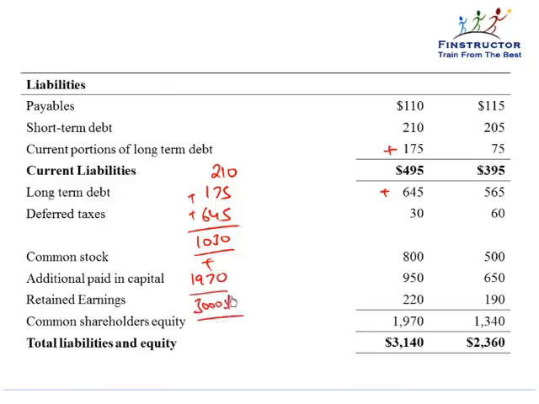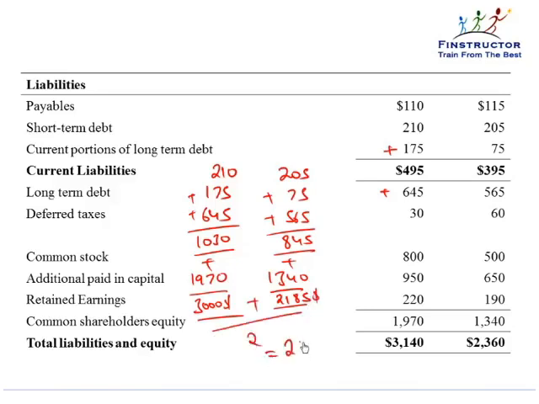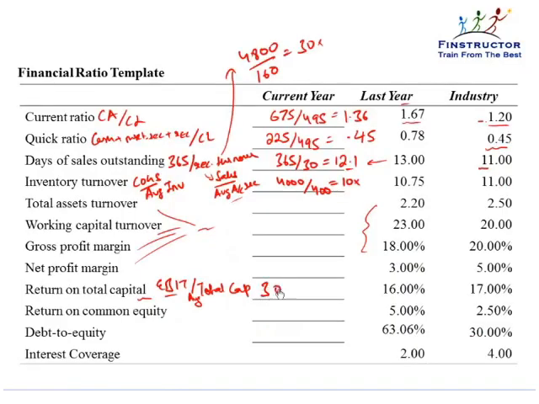We can similarly do the calculation for the beginning of the period. That will be 205 plus 75 plus 565, which comes out to be equal to $845. And we add to that the total equity at the beginning of the period, that is $1,340, giving a total capital at the beginning of the period as $2,185. So we can compute the average total capital as $2,592.5 and use it to calculate the return on total capital as 300 upon 2,592.5, that is approximately 11.57%.